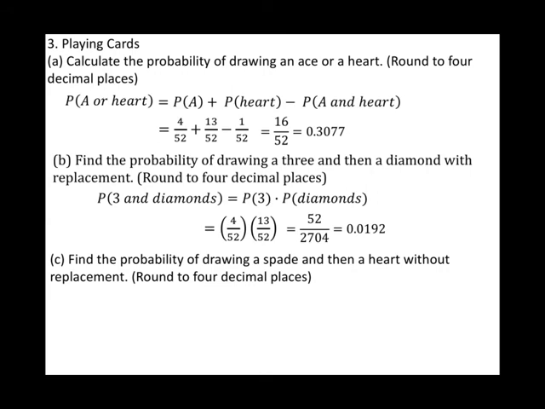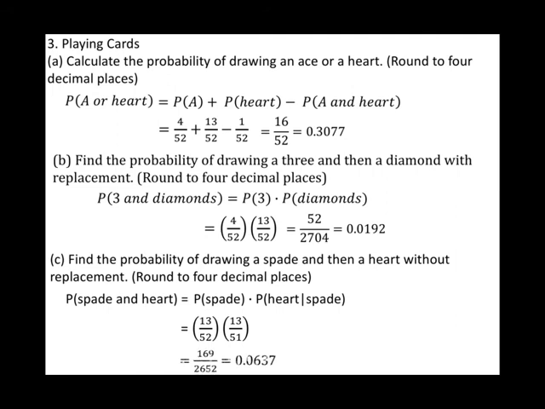Okay, C. Find the probability of drawing a spade and a heart without replacement. Without replacement means after I pick the first card, I'm gonna set it aside and then I'm gonna draw a heart. So this is gonna be a dependent event. Okay, dependent event. So you can see that's a conditional probability here. You should get 0.0637.